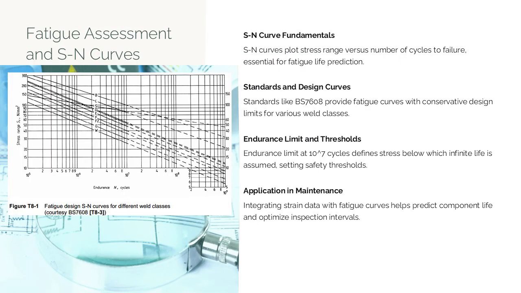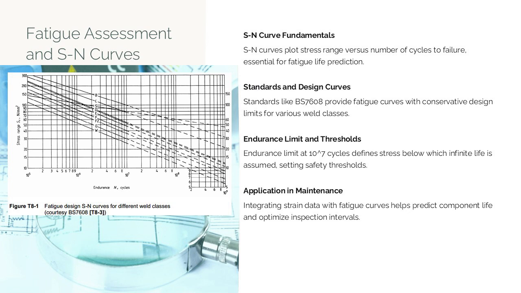Fatigue assessment using dynamic strain measurement relies on SN curves, which plot stress range against the number of cycles to failure. Standards like BS 7608 and PD 5500 provide these curves for various weld classes, derived from extensive testing of specimens fatigued to failure. The design curve typically represents the mean minus 2 standard deviations, ensuring conservative estimates for safety.